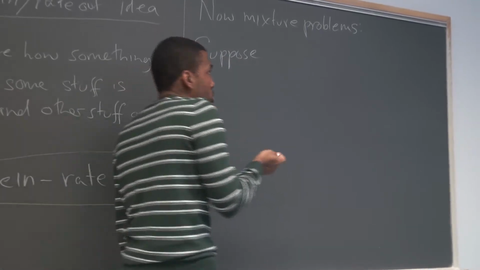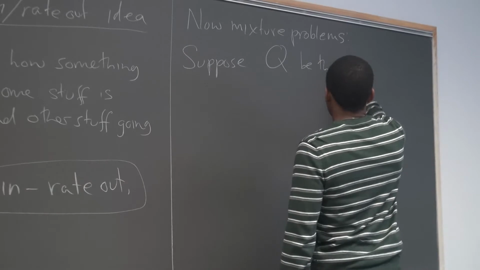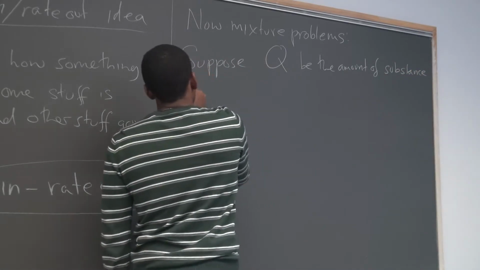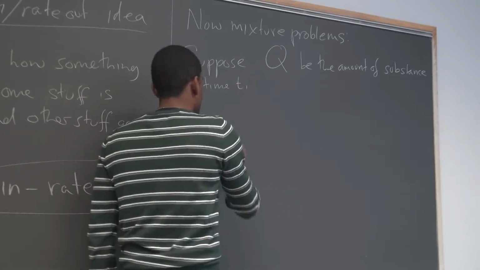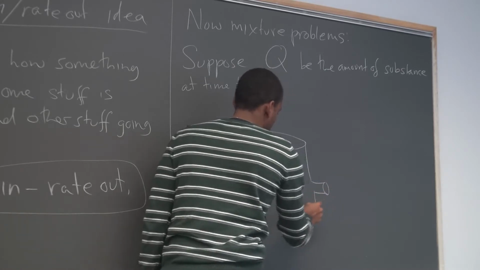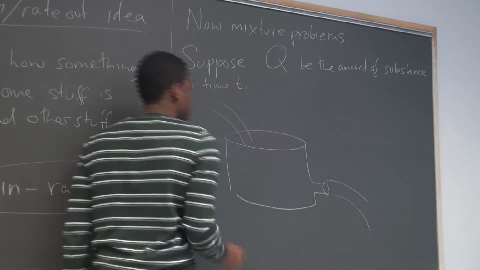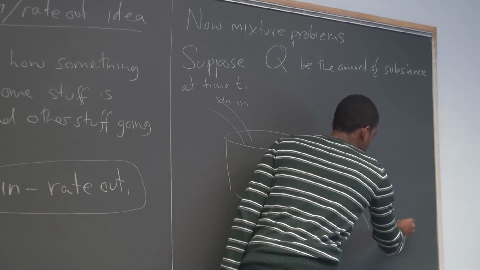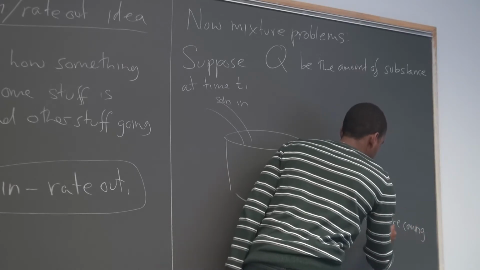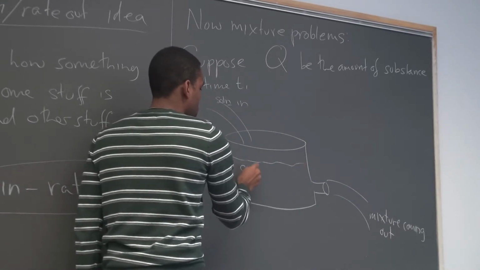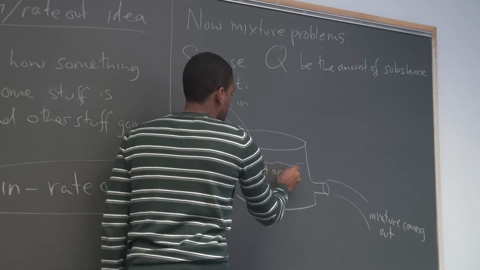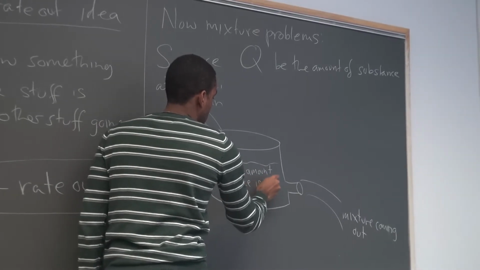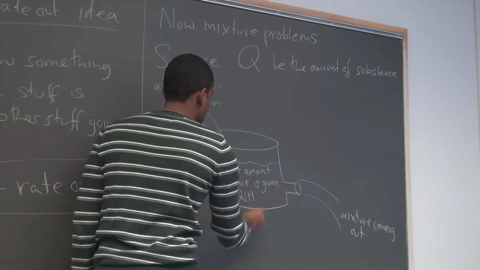The usual letter we use here is Q, but you can use anything really. Let Q be the amount of substance at T. So basically, we have a tank, we're pouring stuff into it, stuff is leaking out, right? So you have some sort of solution in, and you have mixture coming out. Now, the current amount of substance is given by Q of T.